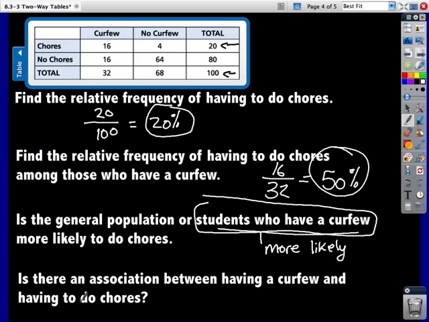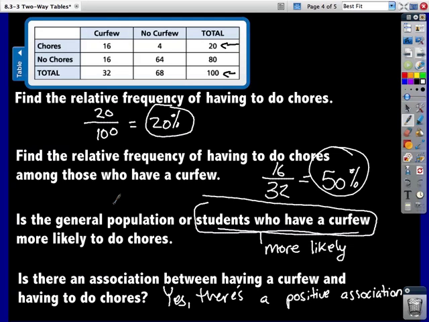So is there an association between having a curfew and having to do chores? We could say, yes, there's a positive association. And the reason we can say yes is because the 50% is greater than the 20%. In other words, if you have a curfew, you're more likely to have to do chores than if you're just someone in the general population.